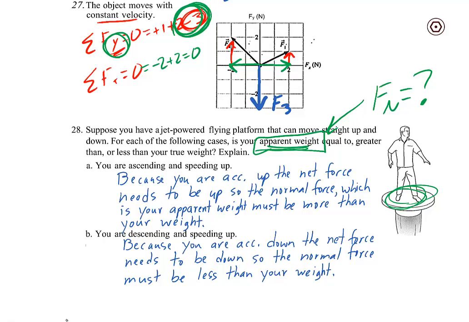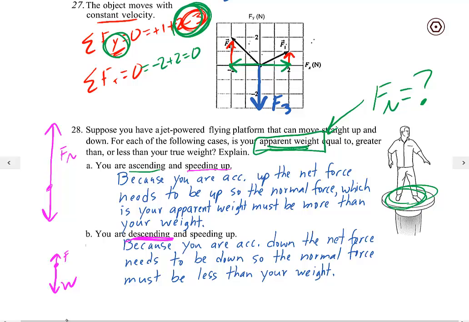So if you are ascending and speeding up, you're moving up, and you are speeding up. So if you have weight and you are speeding up, going up, you need your normal force to be greater than your weight. Because you're accelerating up, the net force needs to be up, so the normal force, which is your apparent weight, must be more than your weight. Part B, if you are descending and speeding up, so now you have your weight again, but because you're going down and you're speeding up, the weight has to be more than the normal force. So the normal force is going to be less than your weight so that the net force is down and you move down.